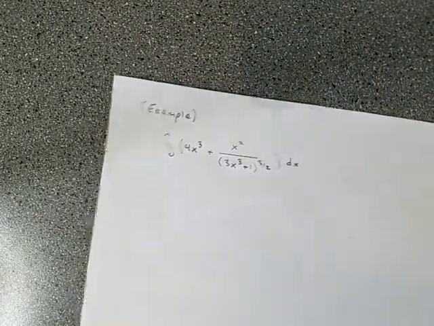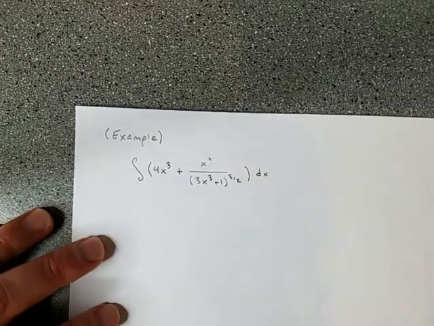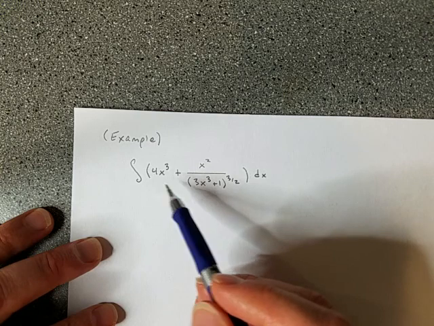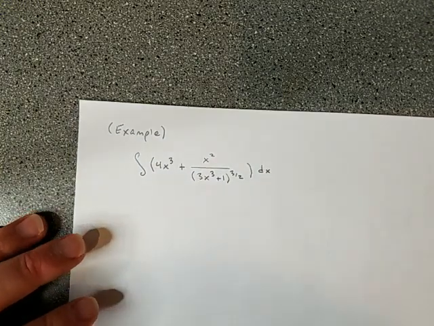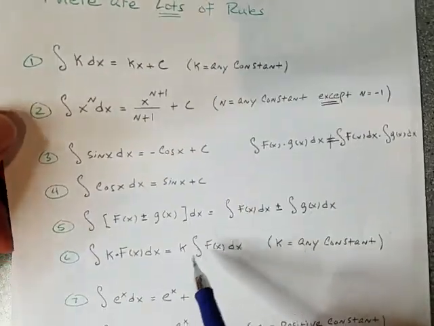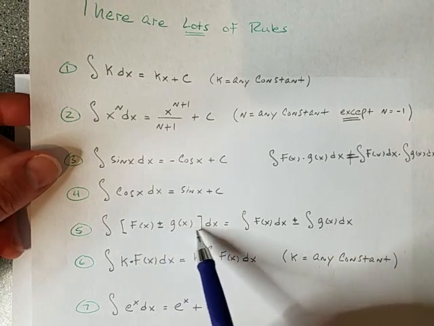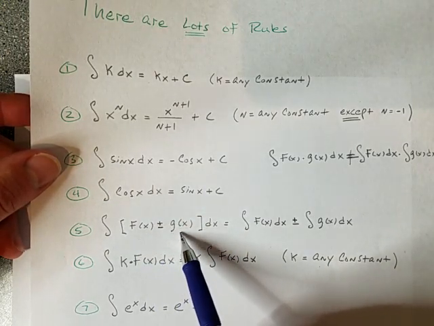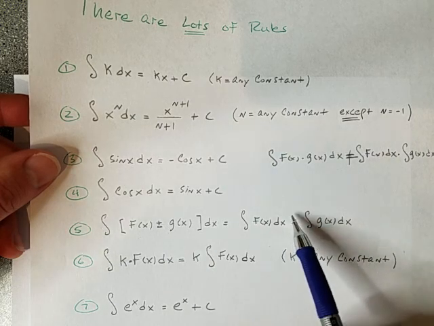So let's try this one, and then I got a few more after that. What about this one? This looks like kind of a mess. Now, I think that for part of it we need U-substitution, but not for all of it. I'll remind you of something about rules for indefinite integrals. There's a rule that says if your integrand is one function plus or minus another, you can split a part across the plus or the minus and work each part individually.